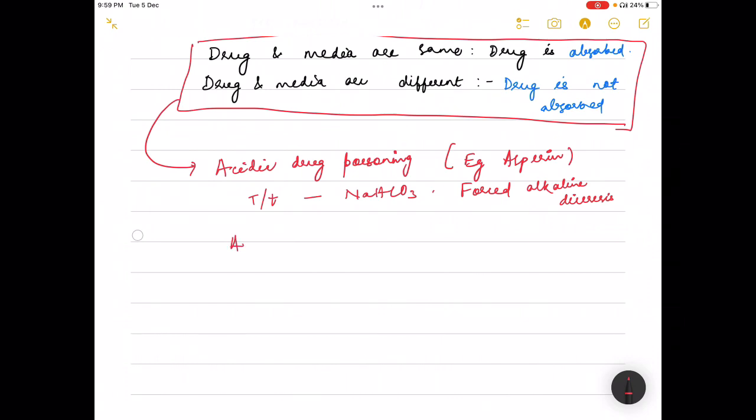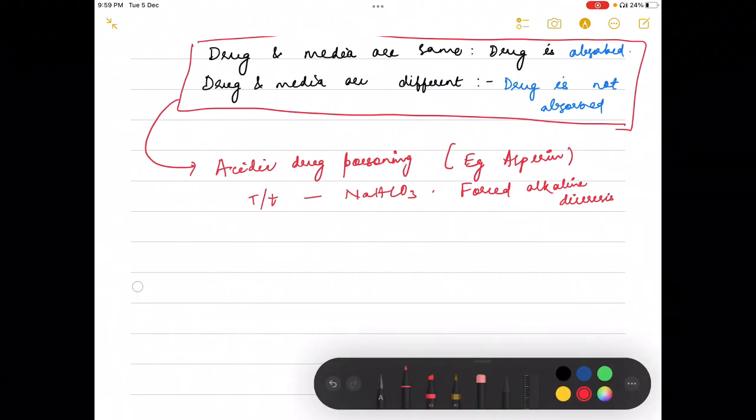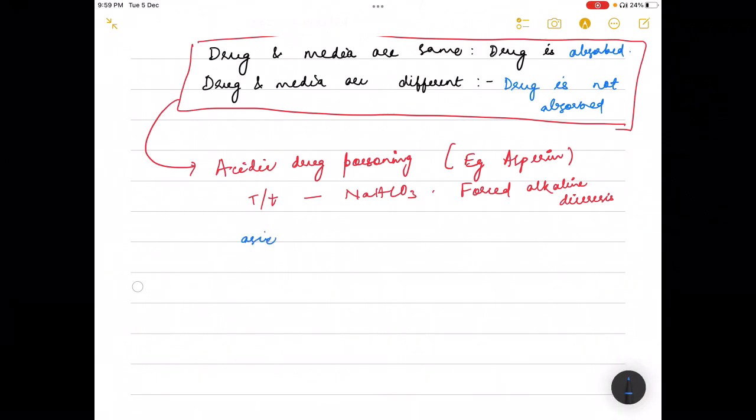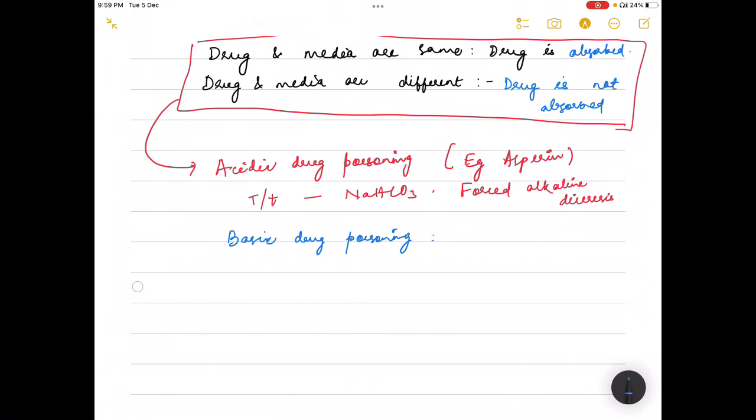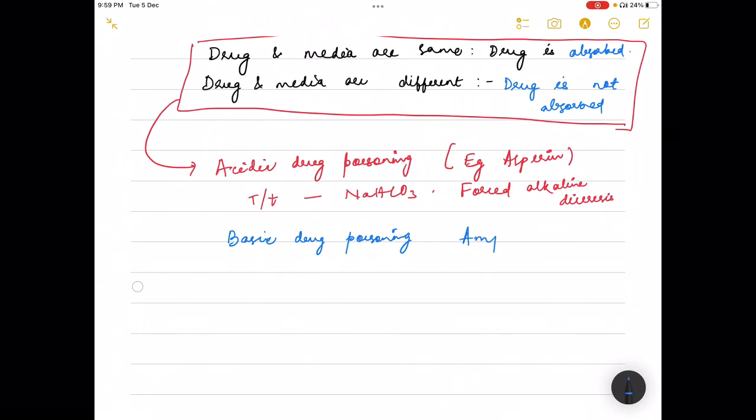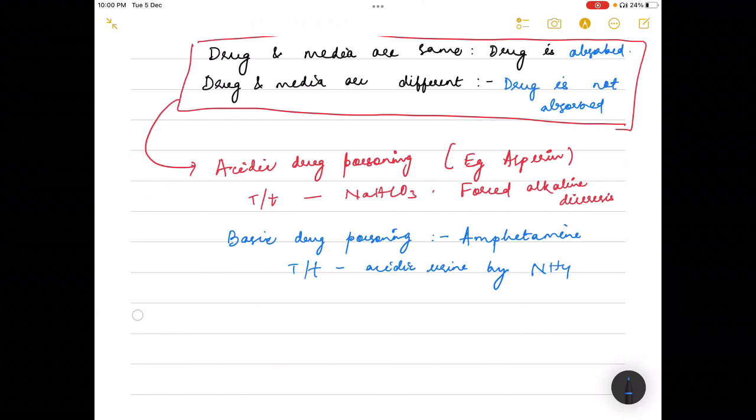Also, in case of basic drug poisoning, for example, amphetamine, the treatment is by making the urine acidic by administering ammonium chloride, NH4Cl. So this is known as forced acidic diuresis.